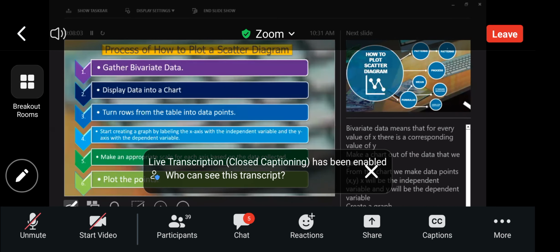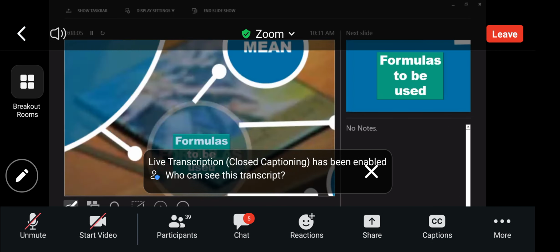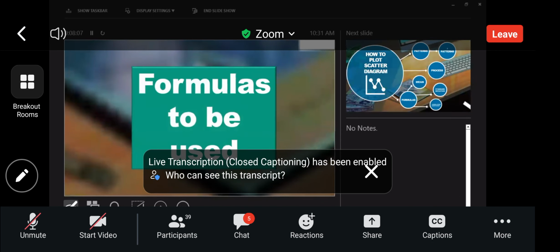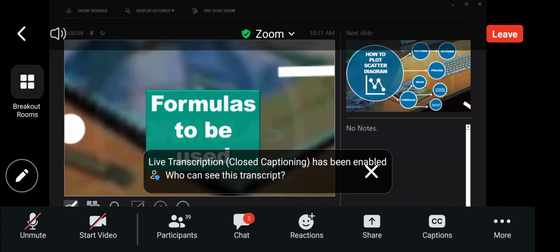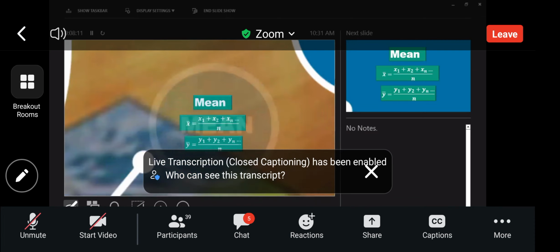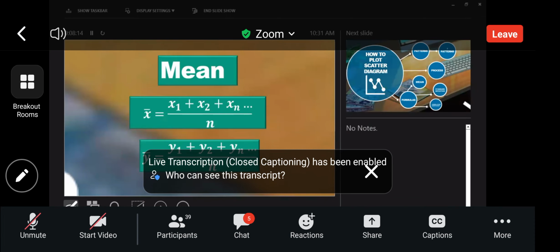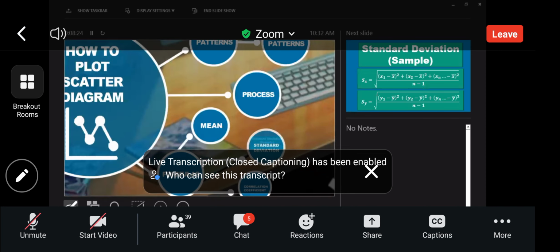Next po, dun na po tayo sa formulas para po makuha natin yung coefficient po mamaya. First po is mean. So, i-average lang natin lahat nung x and y. So, tatawagin natin silang x bar and y bar. Mamaya po yung pinaka-example. Next po is the standard deviation.